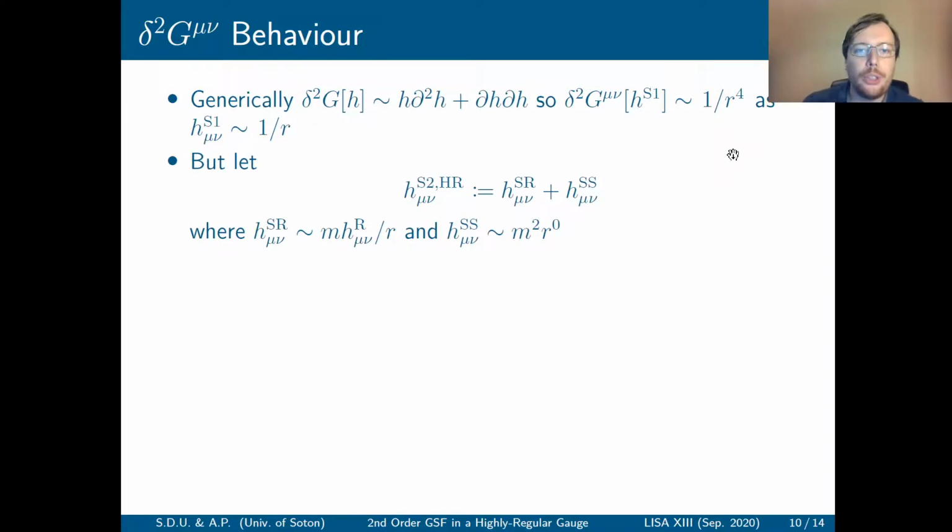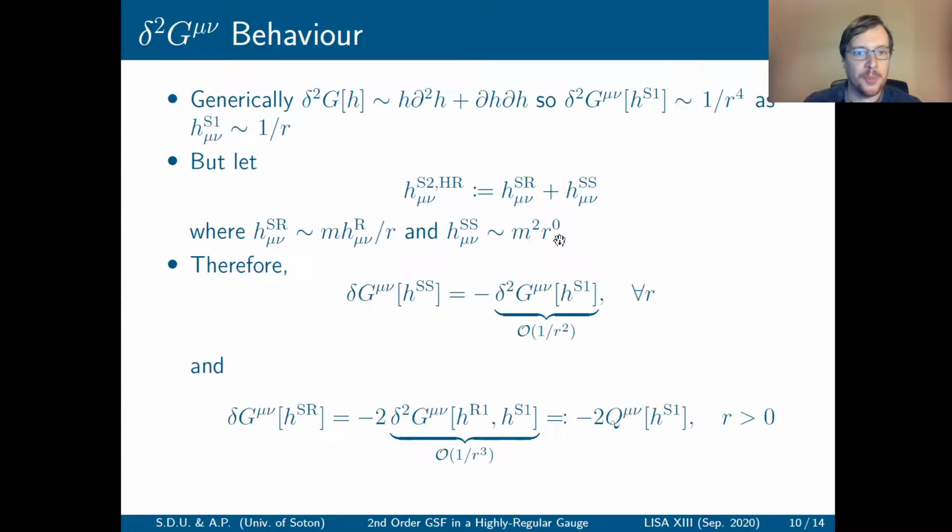However, we can choose to split up our h2 in the highly regular gauge into two quantities: h^SR, which is the singular m term times a regular h^R term, and h^SS, which is singular times singular, which goes like m squared over r to the 0. Therefore, we know by order counting in m that the source for dg h^SS must be d2g h^S1.